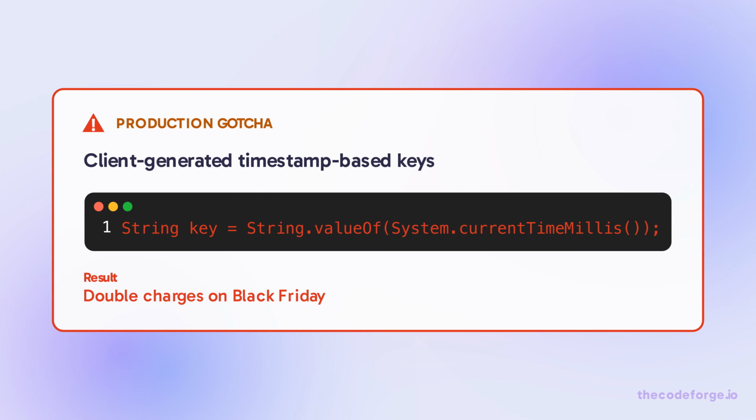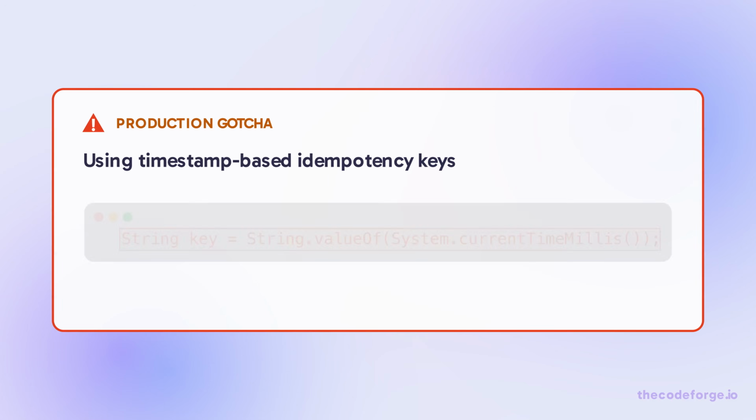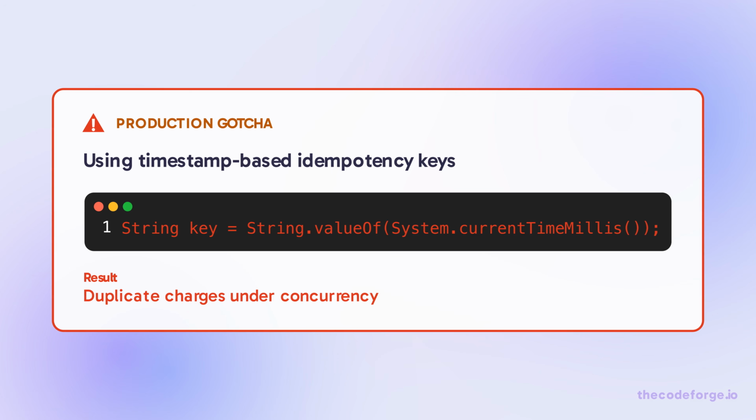This is the exact line that caused the incident. Timestamp-based keys collide under high concurrency. Always generate idempotency keys server-side using a cryptographically random UUID. If two requests arrive in the same millisecond, they get the same key. The second request is silently ignored, but if the first fails, the second never retries. Always use a cryptographically random UUID.